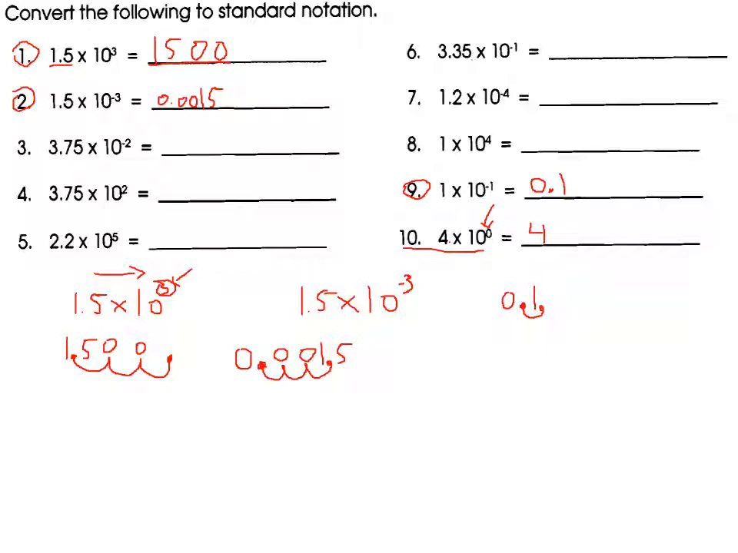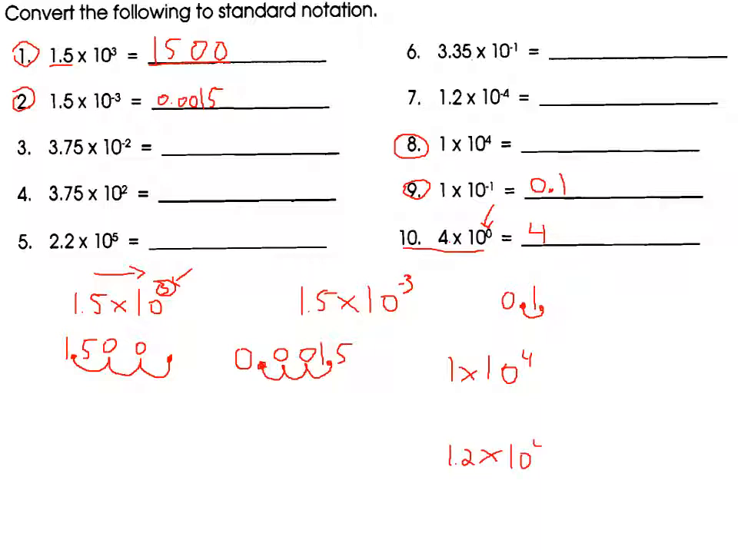So you should attempt the rest of these problems here. One of the ones that students often have trouble with is this one here, number 8, and we'll write it out and try it together. So 1 times 10 to the power of 4. And I'm actually going to add another example here to show you by comparison. Let's do 1.2 times 10 to the power of 4.